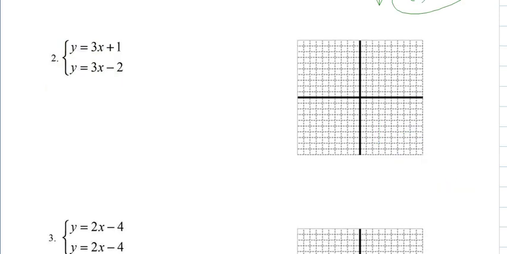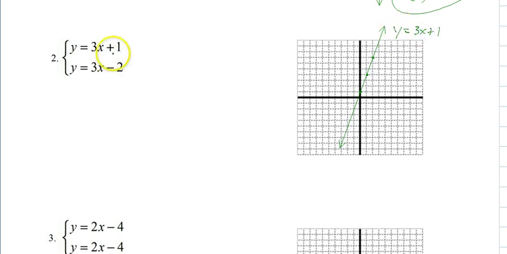Alright, let's take a look at another one. So we have y equals 3x plus 1. They're already ready for us. So we put a 1. And our slope is 3. We go up 3 over 1. Up 3 over 1. And then I'll put a line on there. Alright, and that's our y equals 3x plus 1.